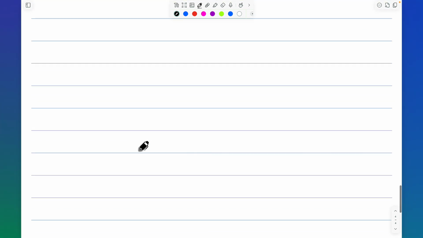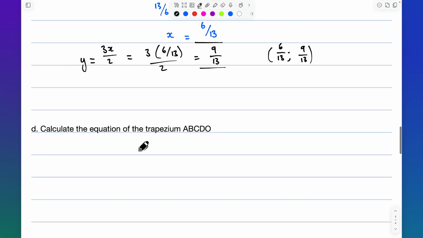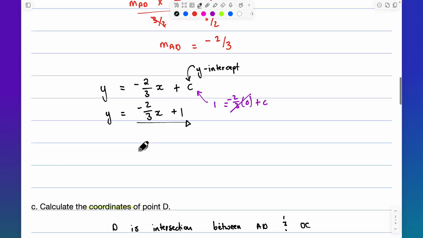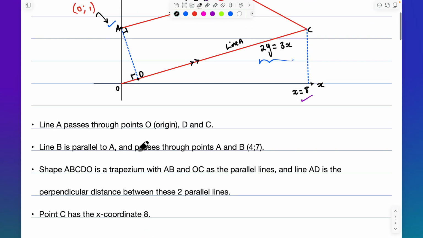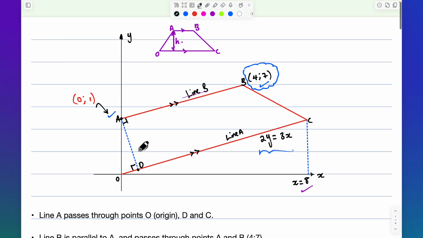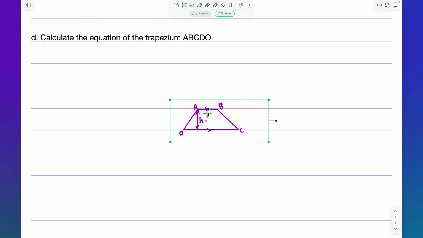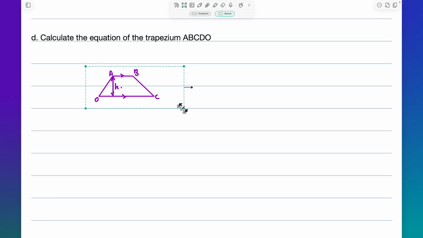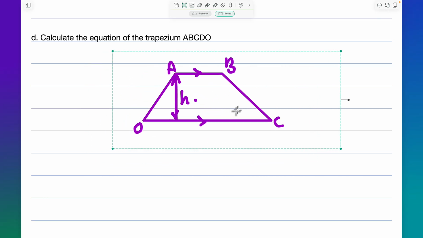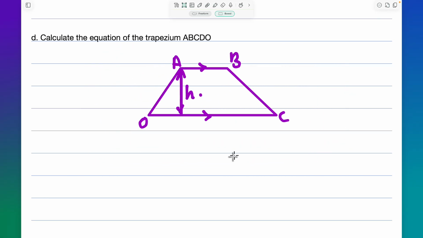And I think we have one more question. Part D, calculate the equation of the trapezium ABCDO. Right, so we have the trapezium and I had drawn this just to show it. I'm wondering if I can copy this. Can I paste it here? Yes, I can. All right, let's just enlarge this a little bit. So we have this trapezium over here, right?